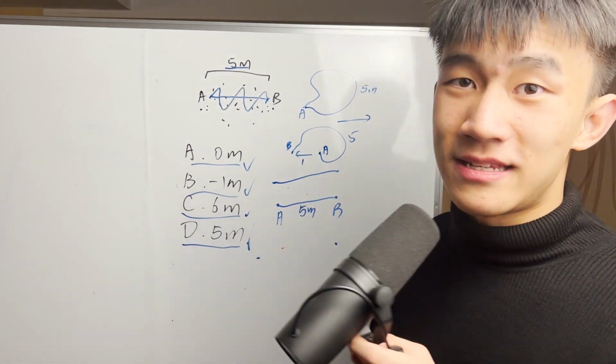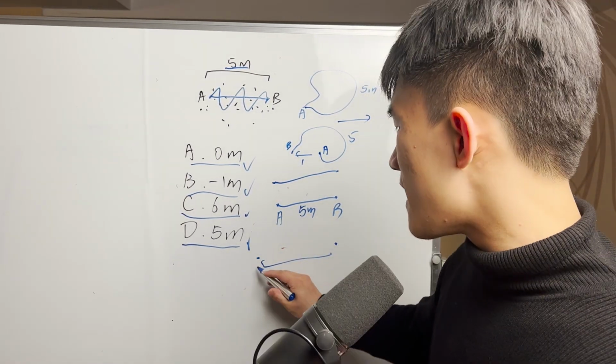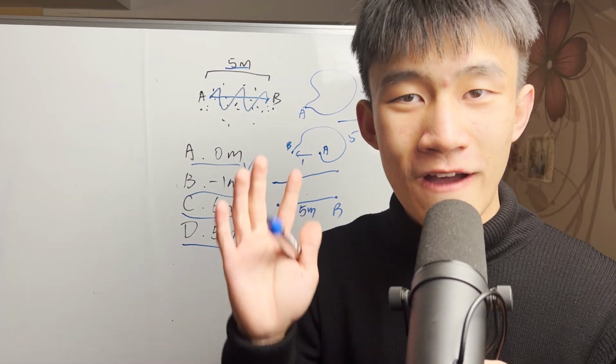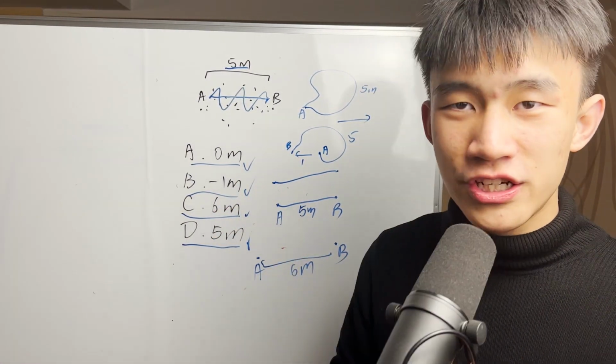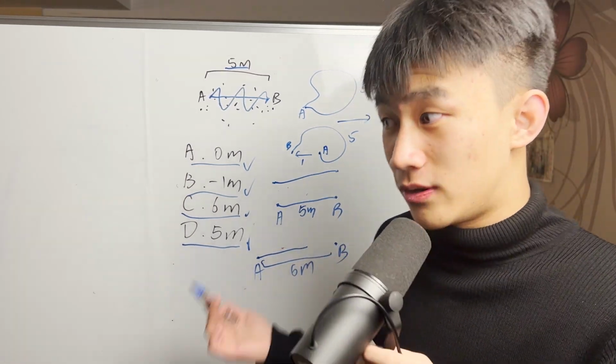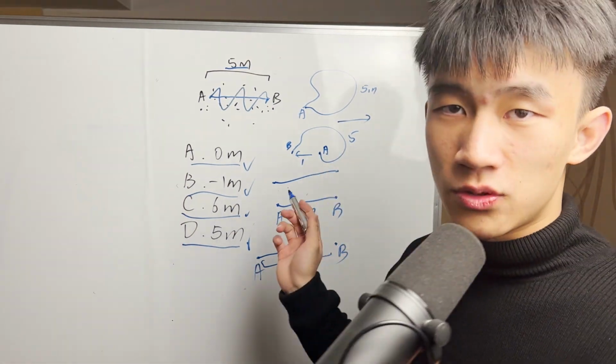If the displacement is 6 meters, this means the separation between A and B is 6 meters. How can I travel just 5 meters, no matter the shape, to get from A to B? I cannot even travel in a straight line to get from A to B, let alone other shapes, right? So this is the question.